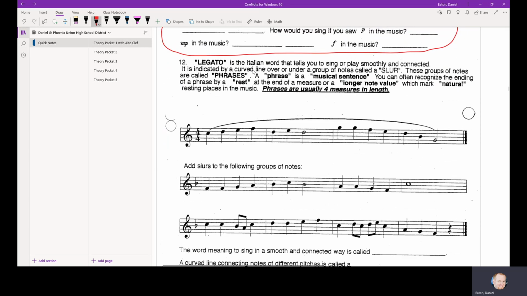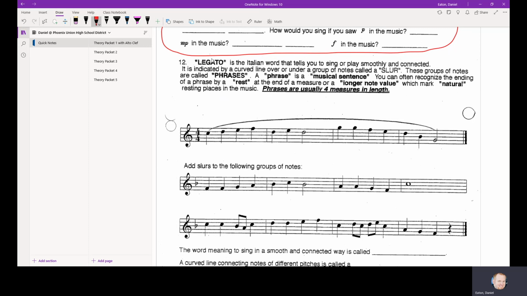All right, legato is the Italian word that tells you to sing or play smoothly and connected. It is indicated by a curved line over or under a group of notes called a slur. These groups of notes are called phrases. A phrase is a musical sentence. You can often recognize the ending of a phrase by a rest at the end of the measure or a longer note value which mark the natural resting places in the music. Phrases are usually 4 measures in length.